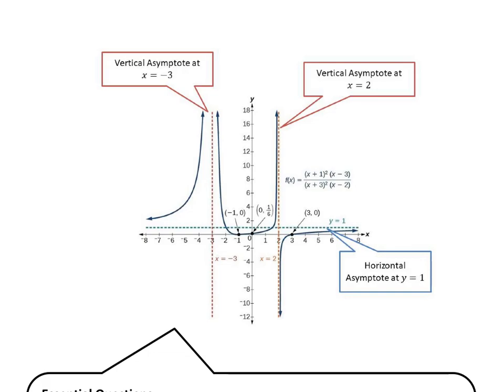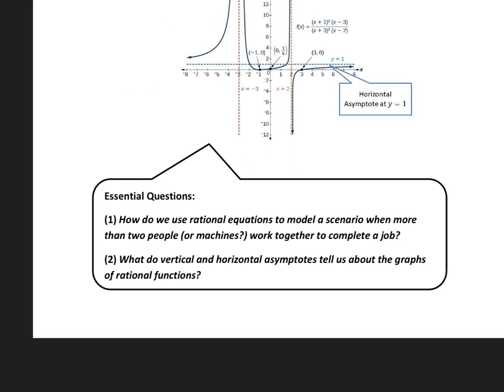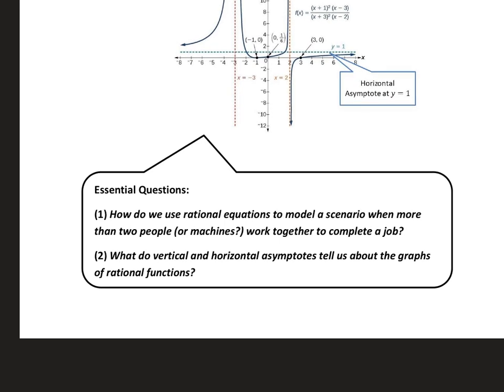So let me introduce the essential questions. The first one is, how do we use rational equations or functions to model a scenario where more than two people work together to complete a job? For example, if I had 2 or 3 people working on painting my house, each of those people work at different rates, they have different productivity, and I would model that type of scenario using a rational function. So we're going to take a look at that.